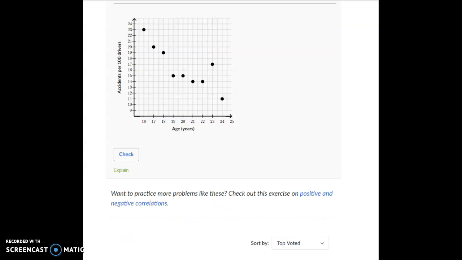This graph is looking at the relationship, if there is one, between the age of drivers, which is our x variable or our independent variable, and the accidents per 100 drivers, which is our y variable or the dependent variable. So the question is whether the number of accidents per 100 drivers depends on the age of the drivers. In this particular case, the data clearly is going down as it moves to the right, which suggests that as drivers get older, they tend to have fewer accidents. This would be a negative correlation.